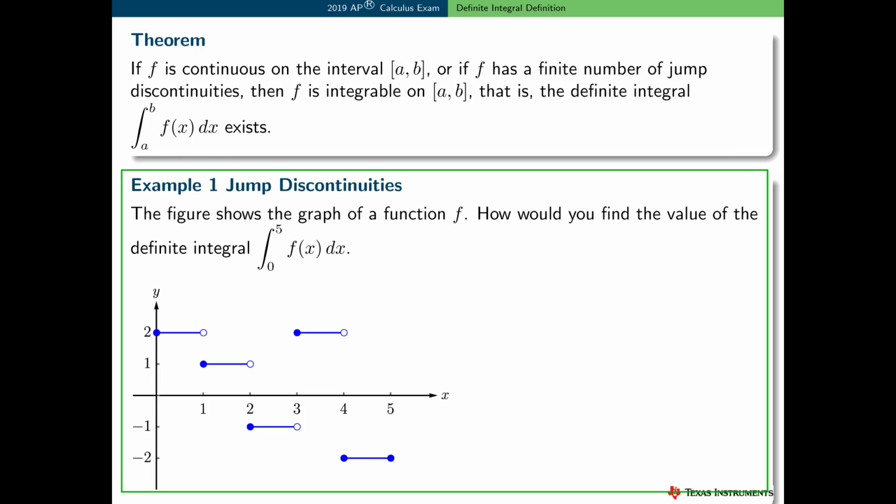Now, consider this example. This figure shows the graph of a function f. How would you find the value of this definite integral? And I'll leave that for you to think about and explain.